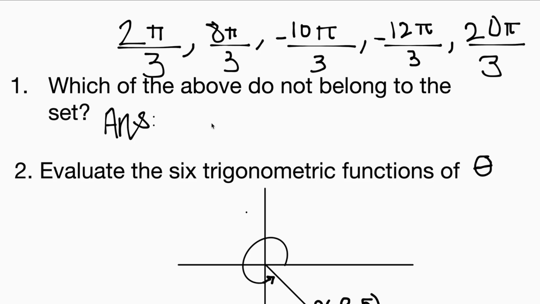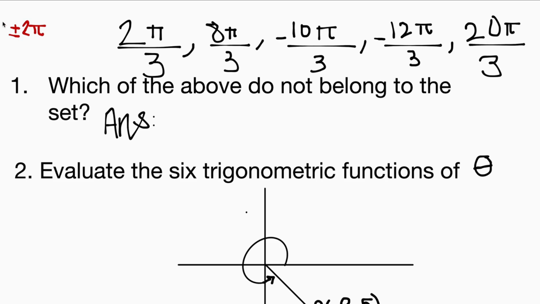Our first question is, which of the above do not belong in the set? To identify this, we must know that to be a part of this set, it has to be some version of plus or minus 2 pi. We could take any of these values, but it's usually best to take the first value, so 2 pi over 3.